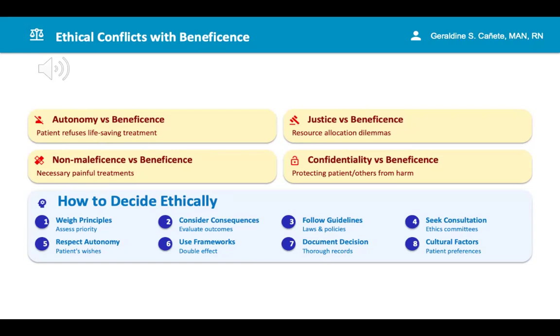Now, the question is, how do you navigate these complex ethical dilemmas? Because it's not easy, but there are some steps you can take to make sound ethical decisions. And these steps are designed to help you to think critically, to consider all of the relevant factors, and to make an ethically sound judgment and decision.